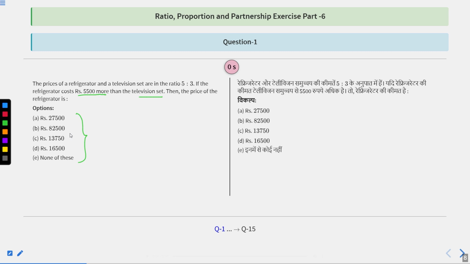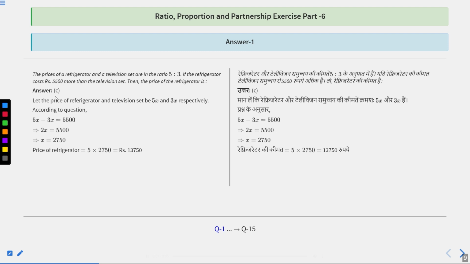Now time's up. Let's see the solution. According to the question, let the prices of the refrigerator and television be 5x and 3x. We can let it because the ratio of the prices of the refrigerator and television is given. The question says that if we subtract the television price from the refrigerator price, we get 5,500. So when we calculate it, we get x equals 2,750.